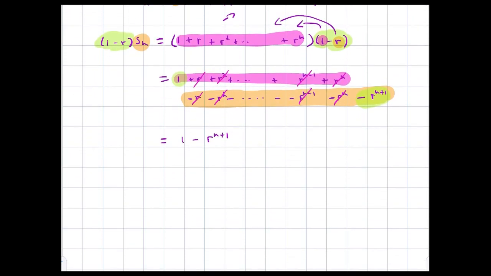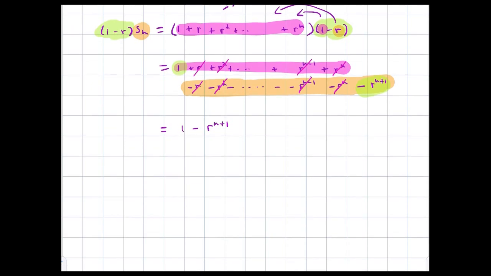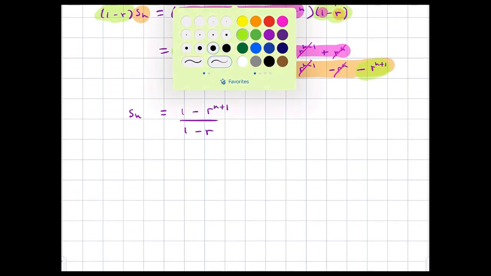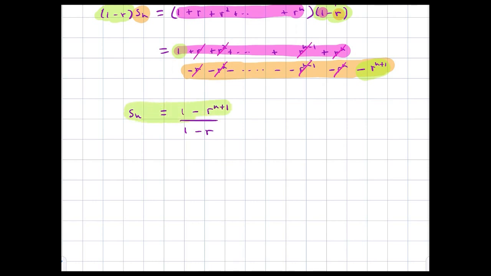And so to do that, the same way that at the end of the baby Gauss sum of the first n natural numbers proof, I had to divide by 2. Here, now I have to divide by 1 minus r. So I end up with Sn is equal to 1 minus r to the n plus 1 over 1 minus r. And that's it. You've probably seen this formula somewhere before.